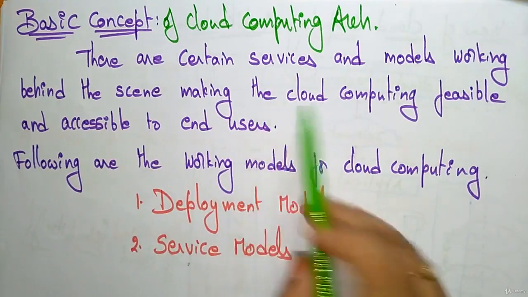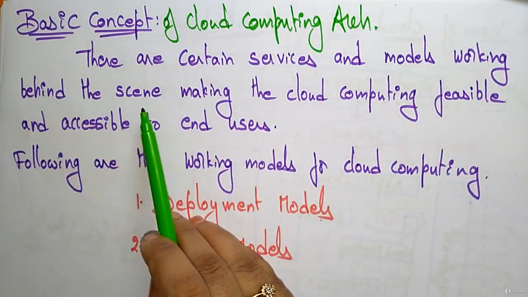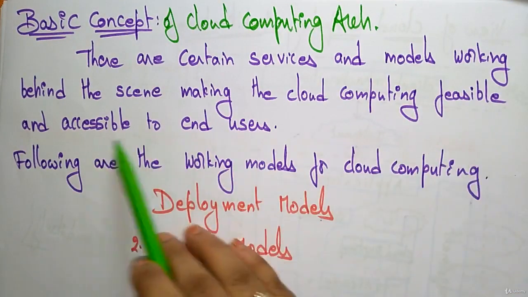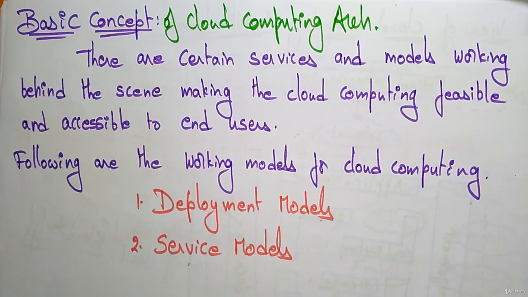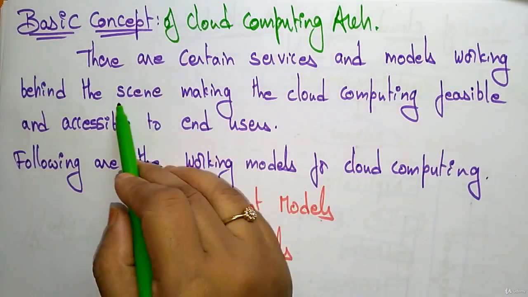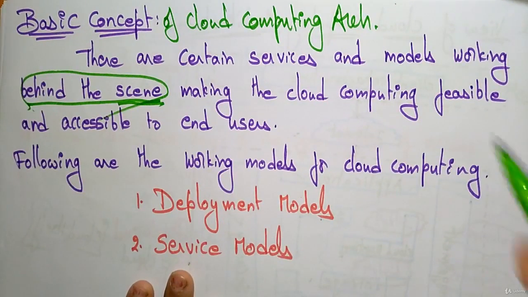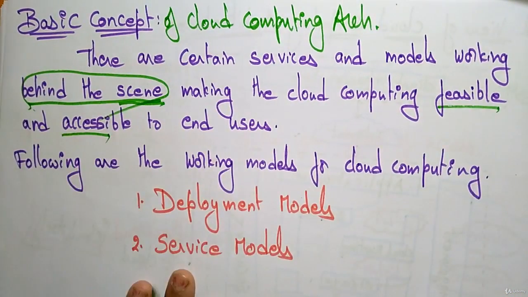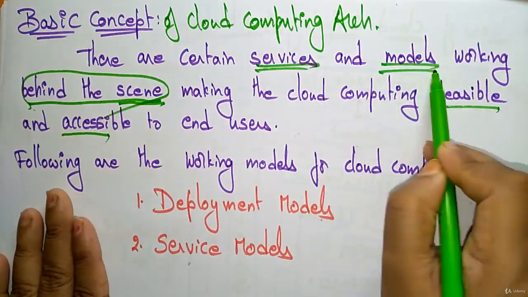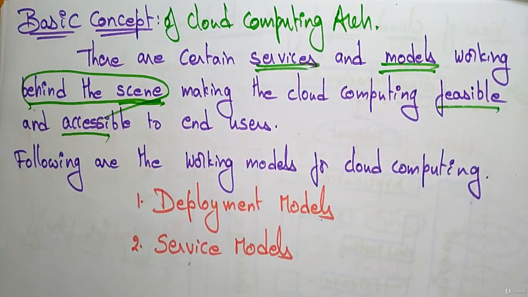So there are certain services and models working behind the scene, making the cloud computing feasible and accessible to the end users. So we already said that there are certain services and models working behind the scene, that is the back end, making the cloud computing feasible and accessible to end users. Now let's see what are the services and what are the models that are used at the back end to make cloud computing features accessible to end users.